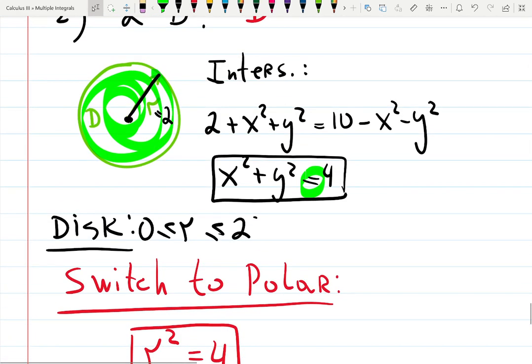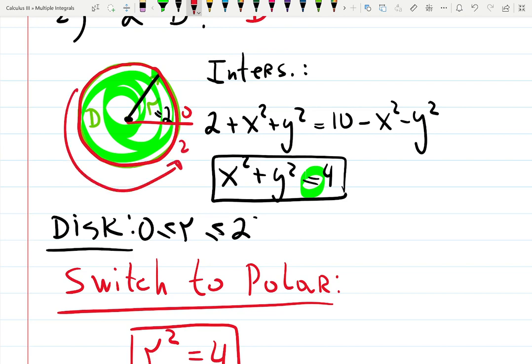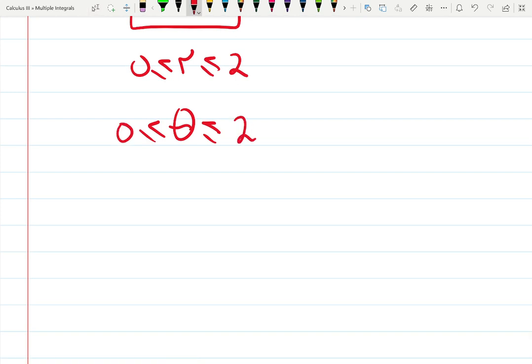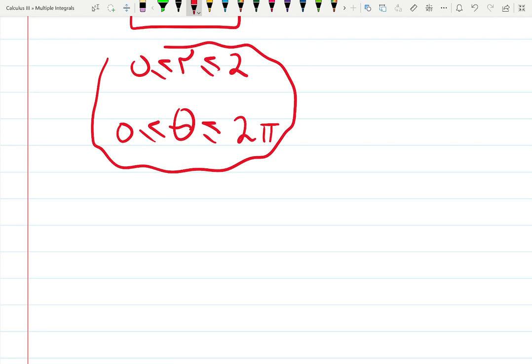Let's see. Here's my circle. Theta is running from what to what? From 0 to pi. Good job. Well, the exam average is good, so I kind of assume you got this part. Now we can start finishing writing the integral.